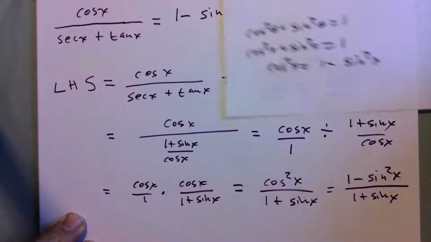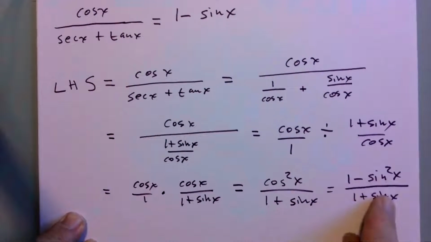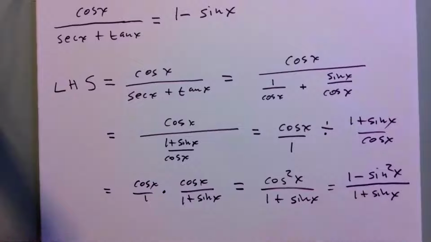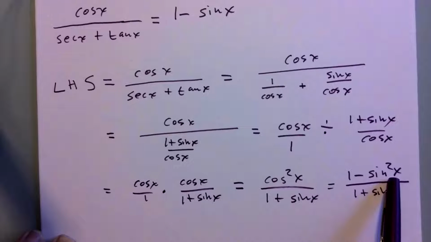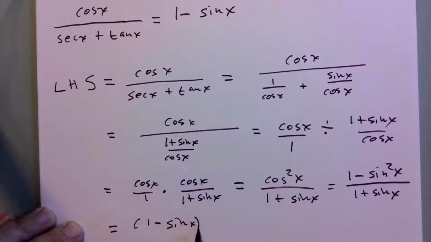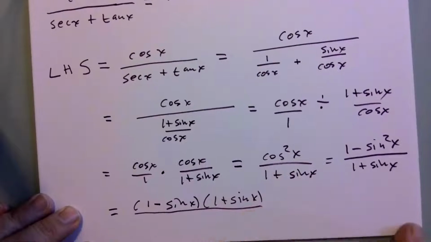So let's take a look at what we have and what we're trying to get. My right-hand side is supposed to be 1 minus sine x, and we're awfully close here. What I have to do is factor 1 minus sine squared x. How do I factor 1 minus sine squared x? Well, you may recognize that that's a squared minus b squared from algebra. So that's a minus b times a plus b. So 1 minus sine squared x is a minus b, 1 minus sine x, times 1 plus sine x. That's how that would factor, all divided by 1 plus sine x.